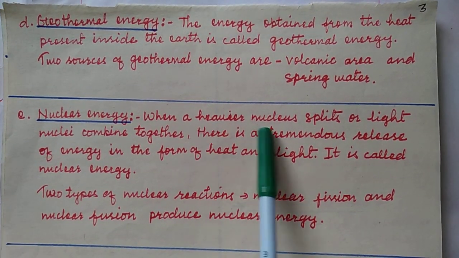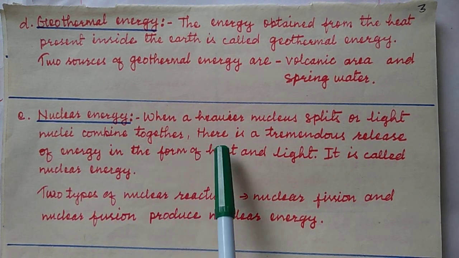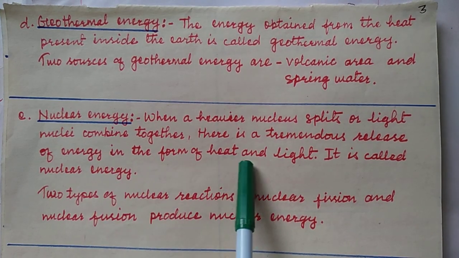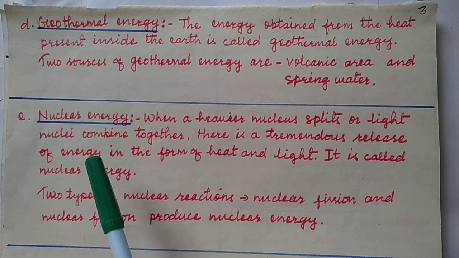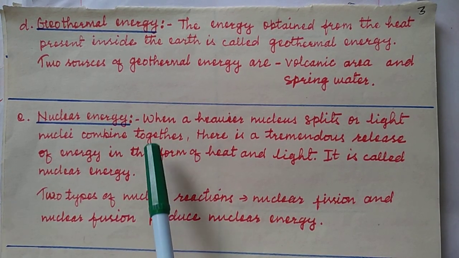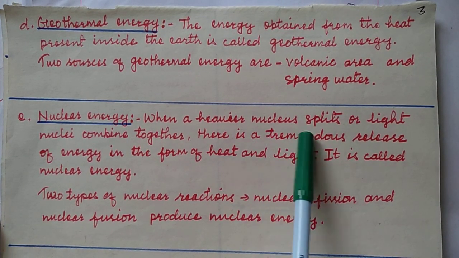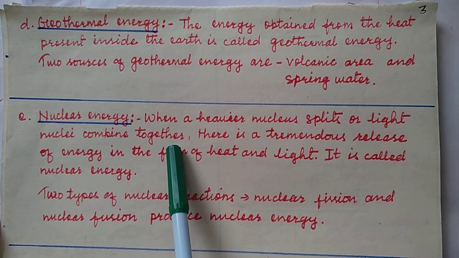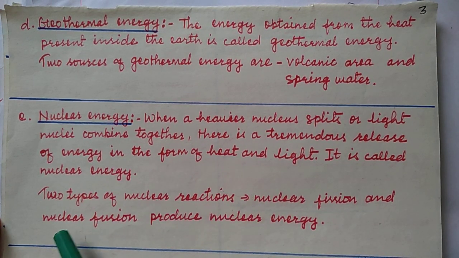Nuclear energy: when a heavier nucleus splits or light nuclei combine together, there is a tremendous release of energy in the form of heat and light. It is called nuclear energy. So we are talking about the atomic level in this case. When the heavier nucleus of an atom splits, or two or more light nuclei combine together, there is a tremendous release of energy in the form of heat and light. It is called nuclear energy. So, the nucleus of an atom.